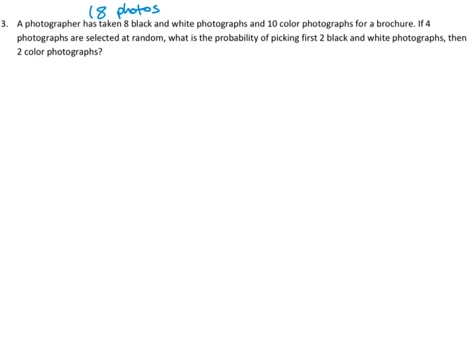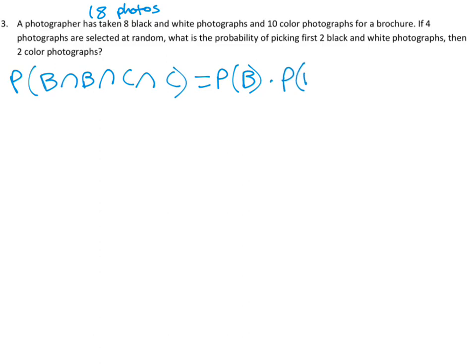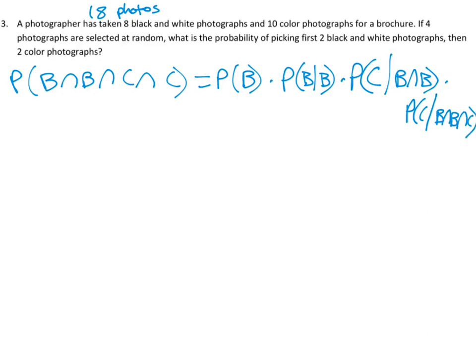Well, that means we need the probability of black and white, and black and white, and color, which is the probability of picking black and white, times the probability of picking black and white, given you already picked black and white, times the probability of picking color, given you picked black and black already, and then times the probability of picking color, given you picked black and black and color. Yeah, it's a mess. Anyway, it's a lot easier when you just write out the probabilities.